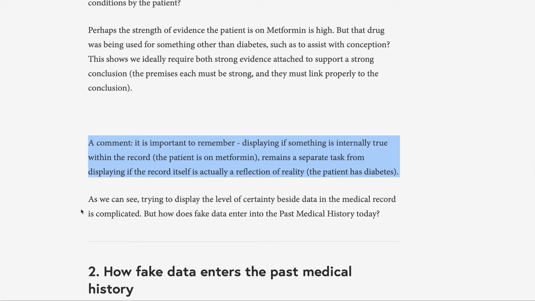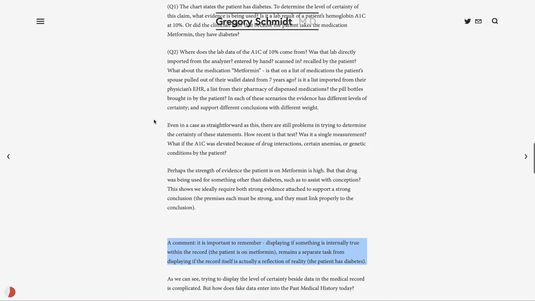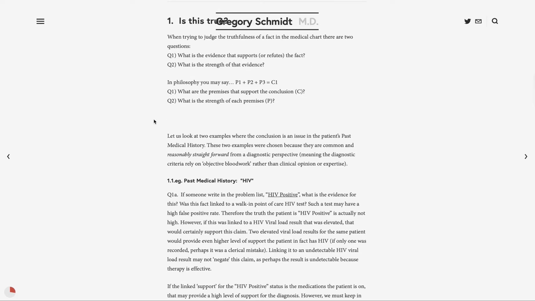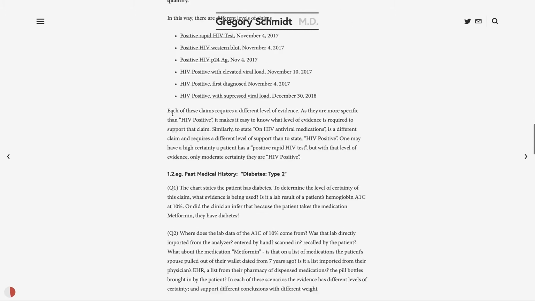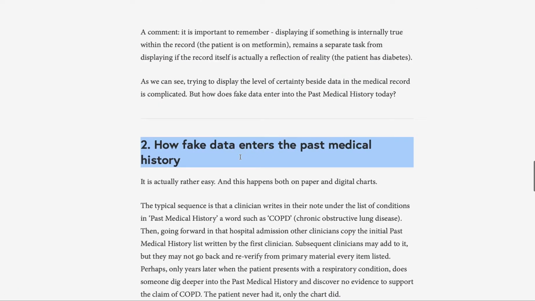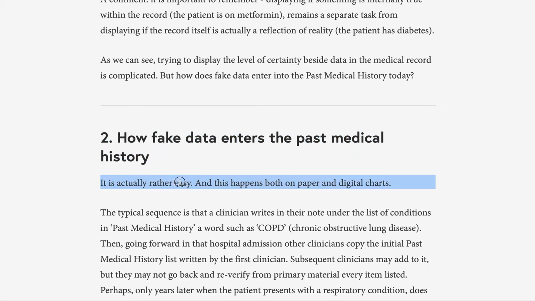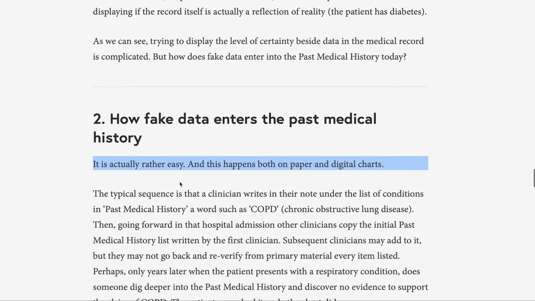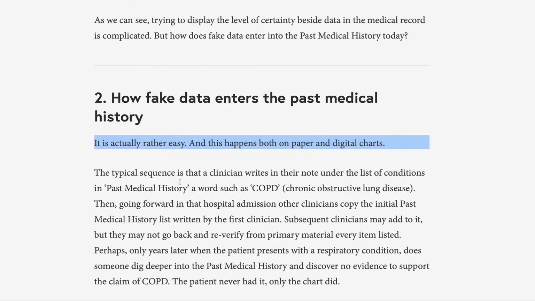All right, we're going to move now to the second part of this presentation. Now that we've mused about different ways that evidence can be true, we're going to move into more of the practical part of how does fake data enter into the medical history. And the reality is that this is pretty easy. And this happens both on paper charts and on digital charts.